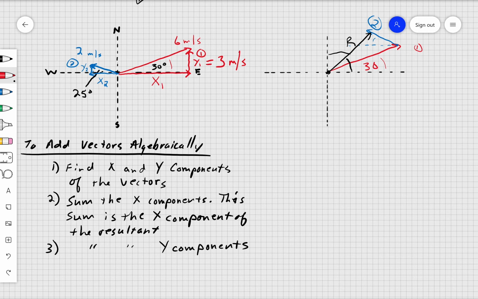Okay, x1, the x component, is a cosine function. It's adjacent, so 6 cosine of 30 is about 5.2.